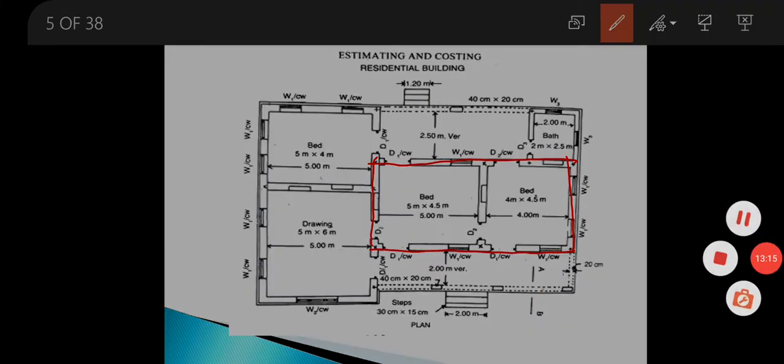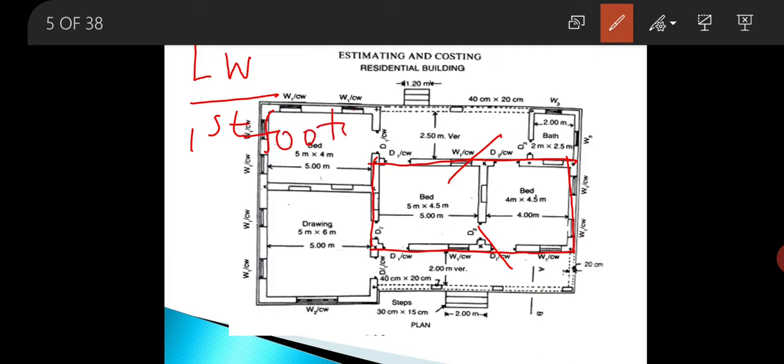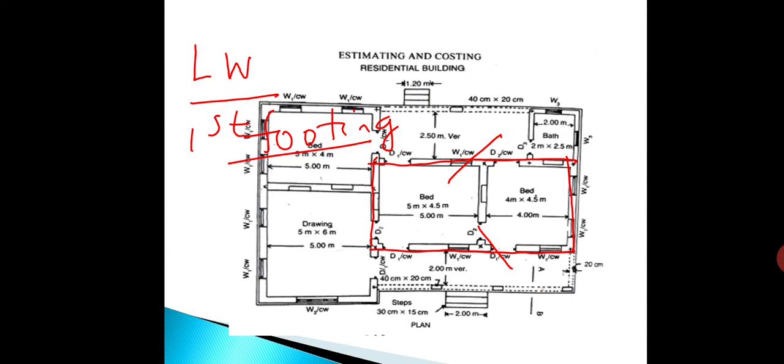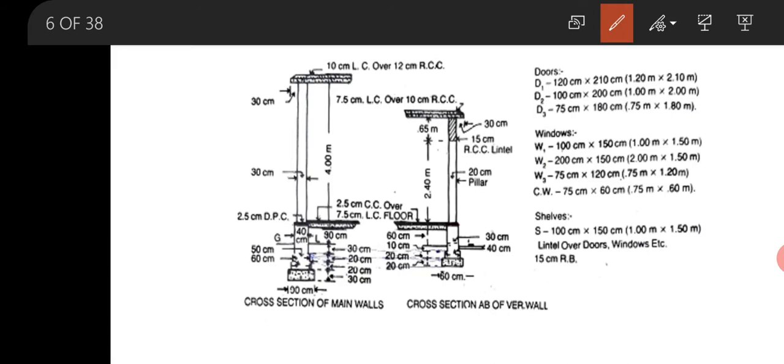So in second part, these two are the long walls. Under that we will first calculate the first footing. So for this calculation of foundation and plinth, we will again refer to the cross section of main wall, because the long wall of this second part is of width 30 centimeter. So we will refer to this cross section of main wall.